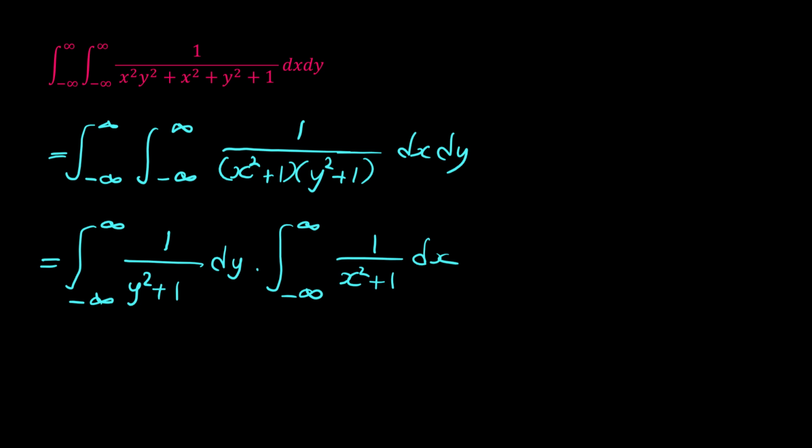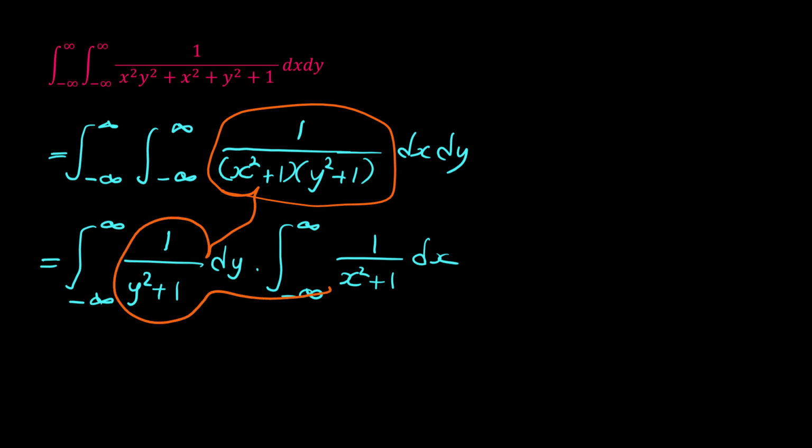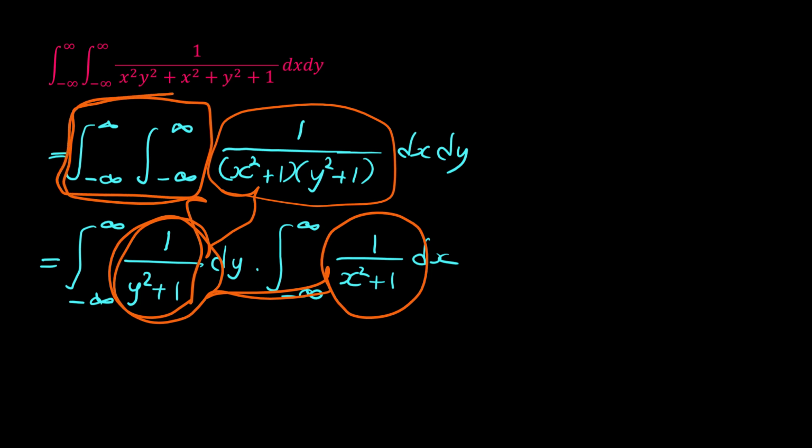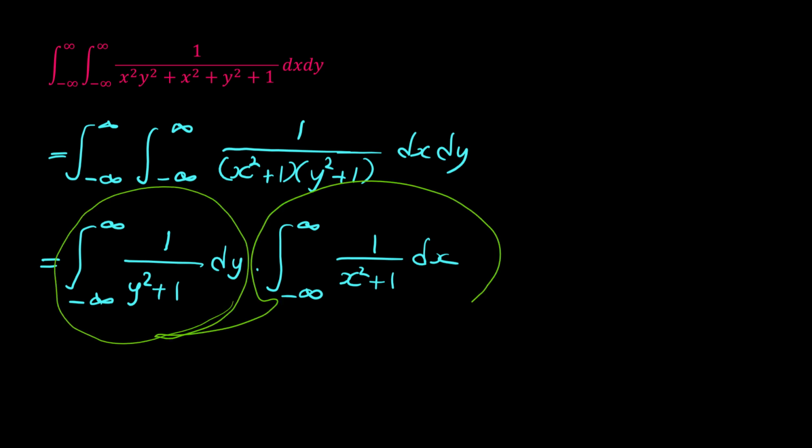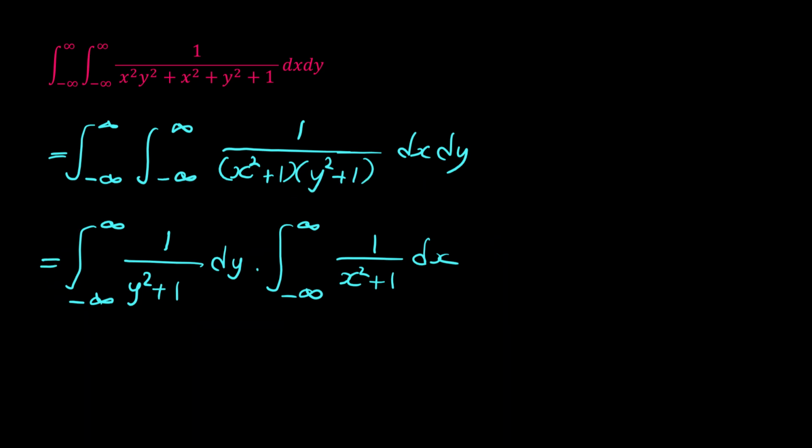The reason that we can do this is again because this function is a product of these two functions, and also because the limits of the integral form a rectangular region, and for this we can do this here. Now simply we have to find the value of this single integral, which of course both of them are improper. But now we have to work only with single integrals, not a double integral.